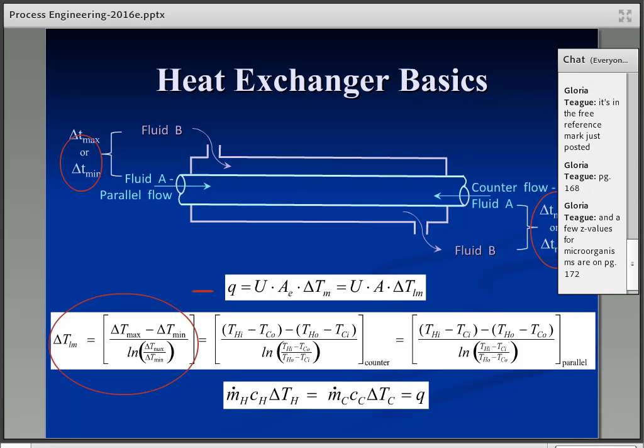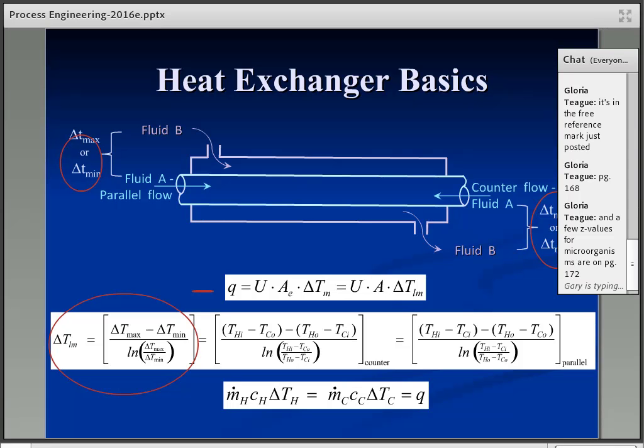Another way to define those, and I'll say that this definition is the one you'll see in Henderson, Perry, and Young. If that's the reference you use, that's the way you'll see it presented. But the other way, instead of defining it max and min, is just to say there's a cold side and a hot side.